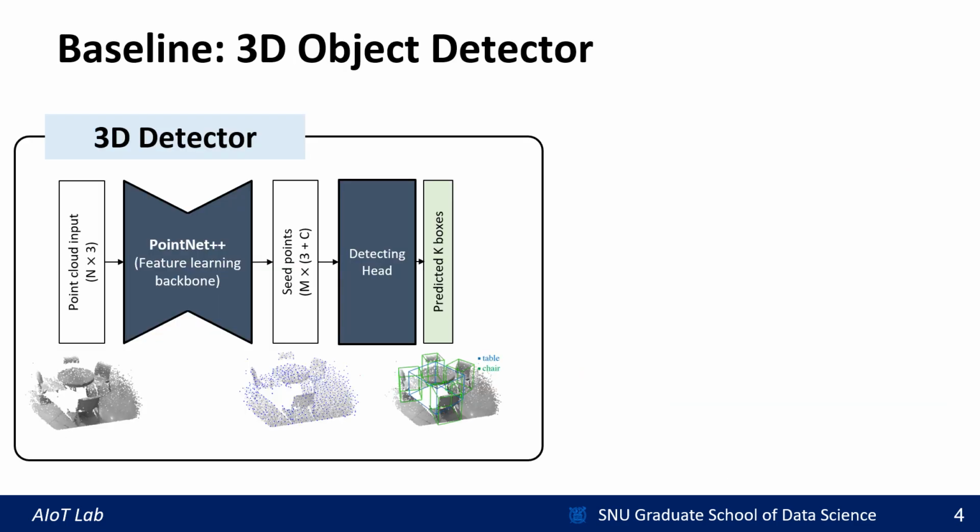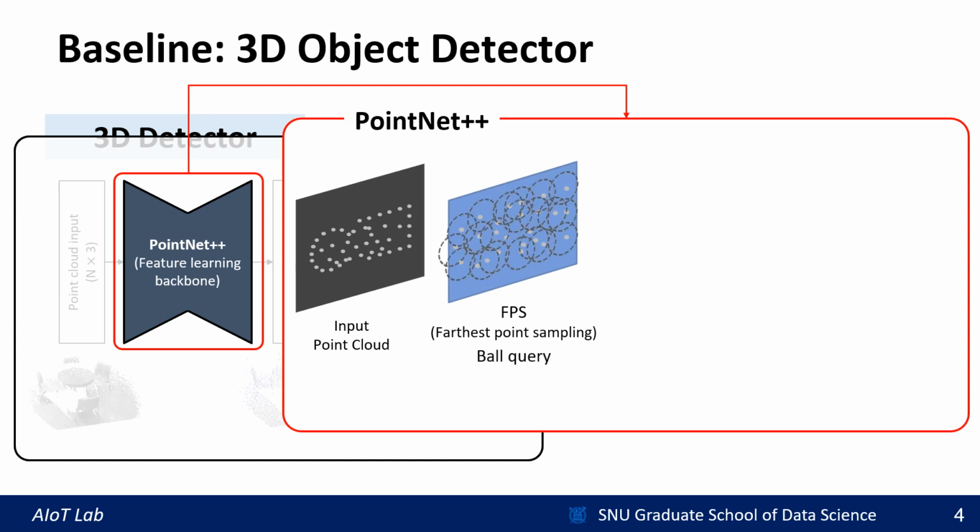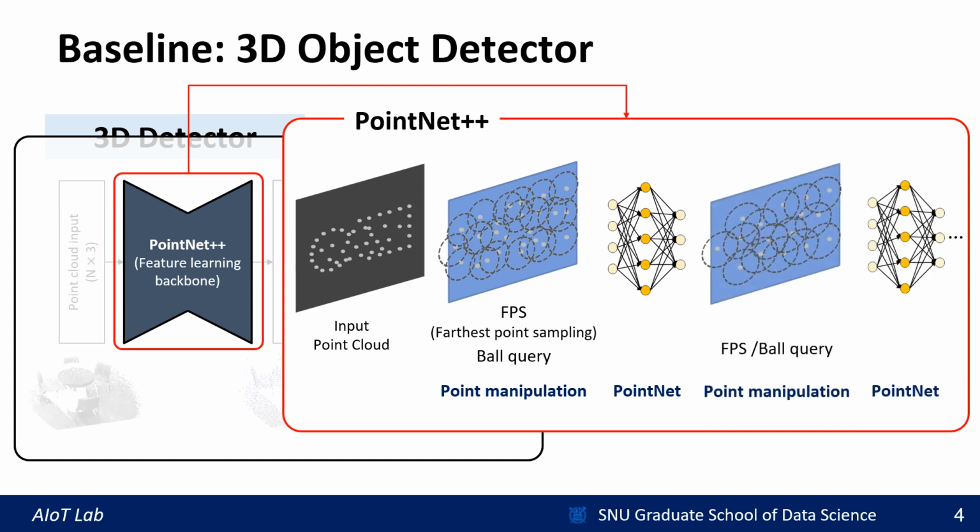Before we dive into our main idea, we'd like to introduce our baseline. First, the 3D object detector. Many 3D object detectors leverage PointNet++ as a feature extractor to encode 3D features from the input point cloud. Within PointNet++, the points are sampled and grouped based on their local information. I will call these two operations combined point manipulation. After point manipulation, a neural network called PointNet processes the grouped points. Throughout PointNet++, this alternation of point manipulation and PointNet repeats.